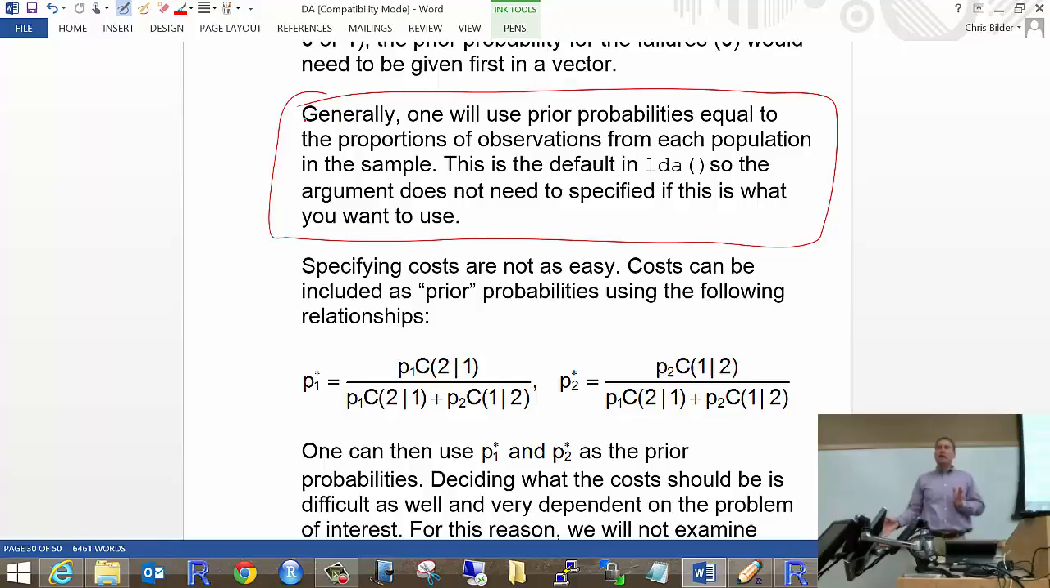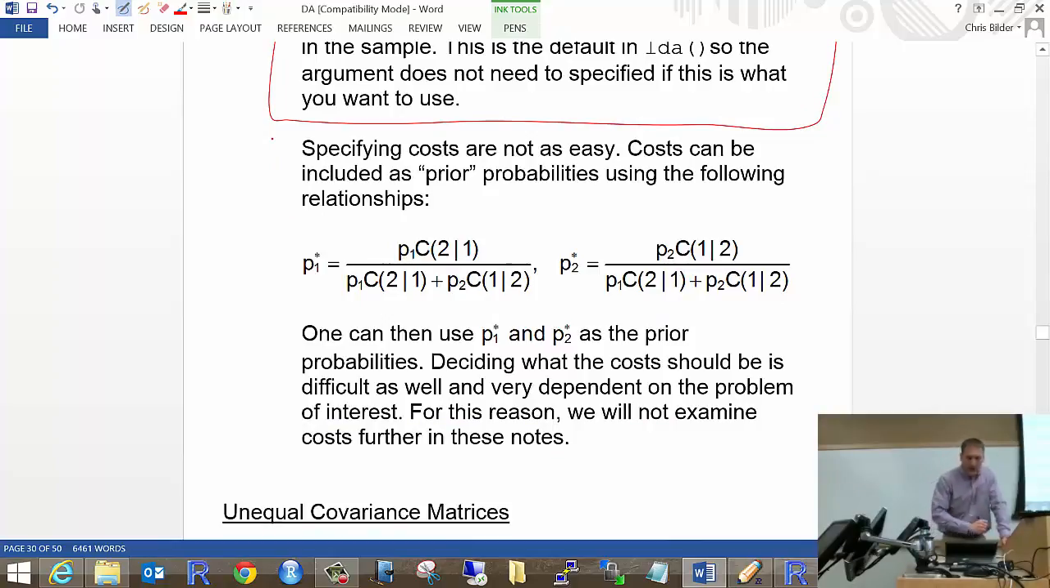If instead you took a random sample from population 1 separately, where you specifically wanted, let's say, 25 observations, and if you took a simple random sample from population 2 separately, where you wanted 75 observations, then you should take that into account by setting your priors to correspond to that. Okay, so please be careful about that. So that's how you deal with prior probabilities.